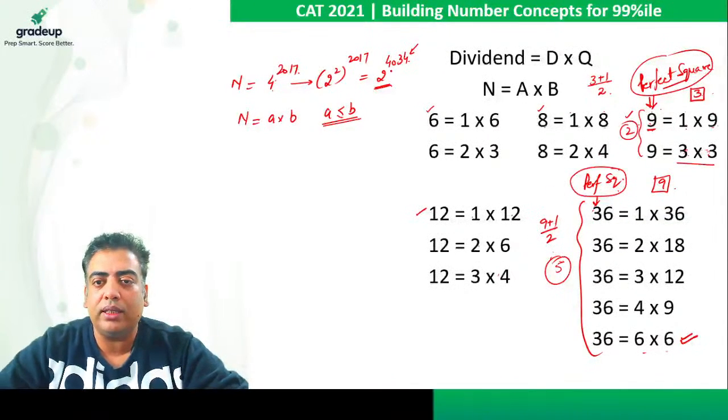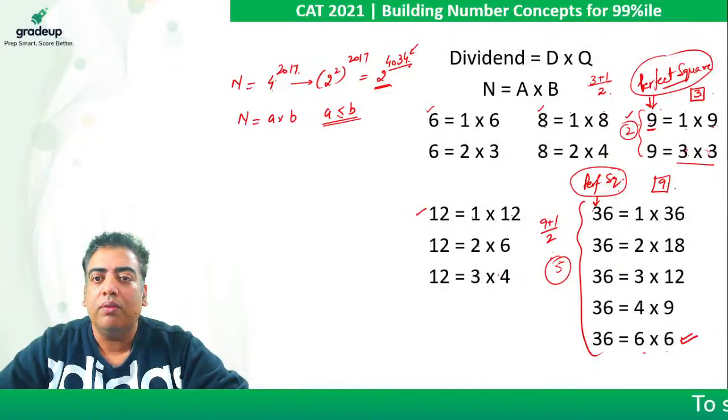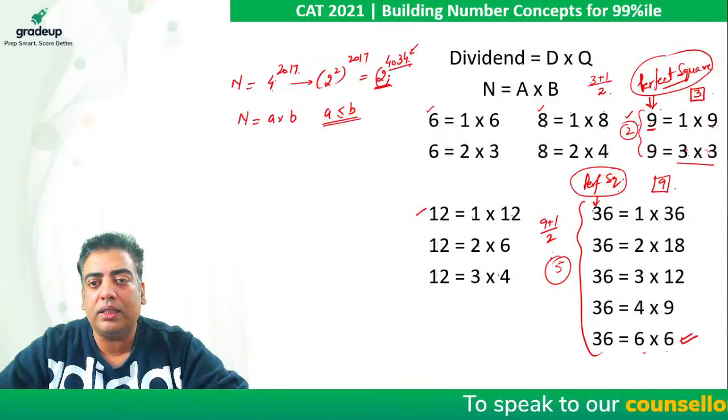So likewise, in this case, number of factors are always 1 more than the power when this number is a prime number.